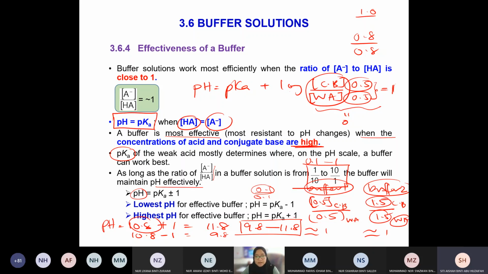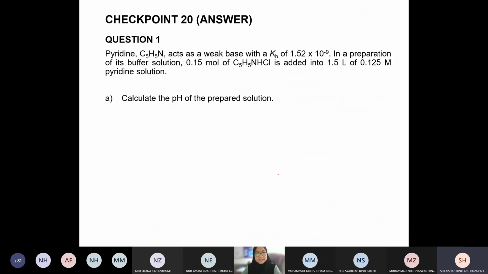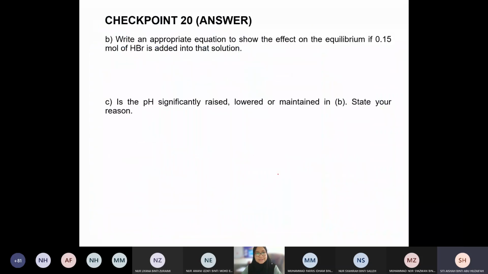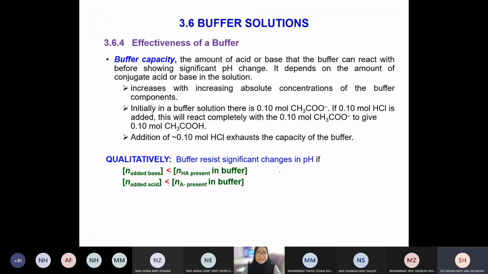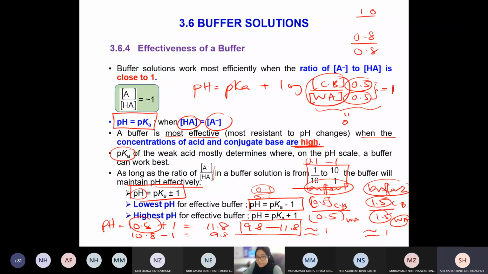Okay, you can go as long as they're within this range. That means your buffer solution prepared later on is still effective. Faham? Okay, ini dia punya range dia lah. pKa plus minus 1. Okay. Right, so this is the effectiveness of a buffer.